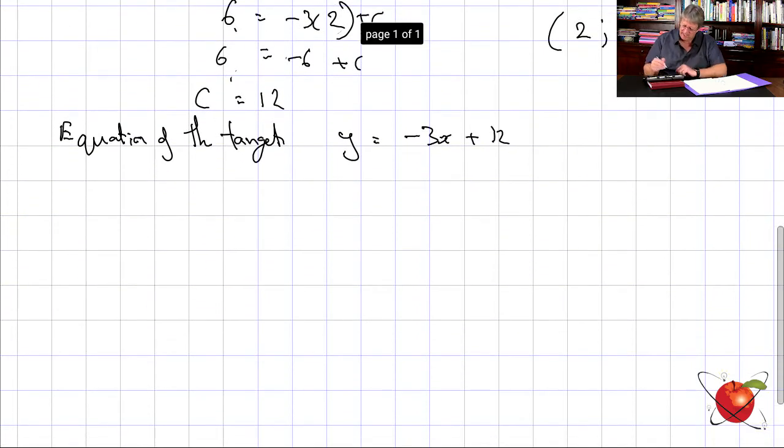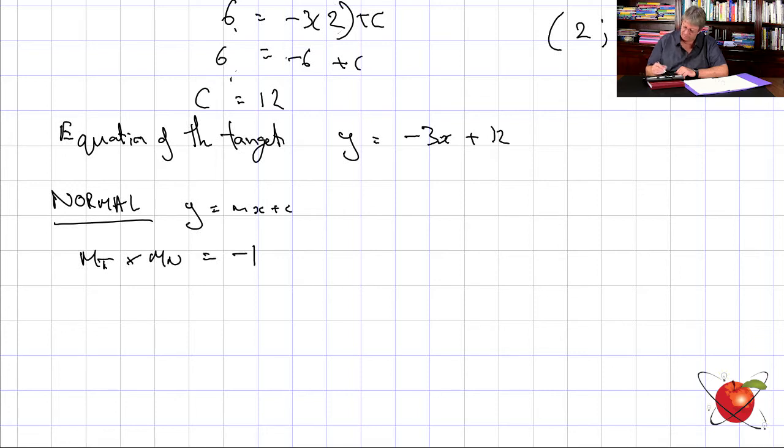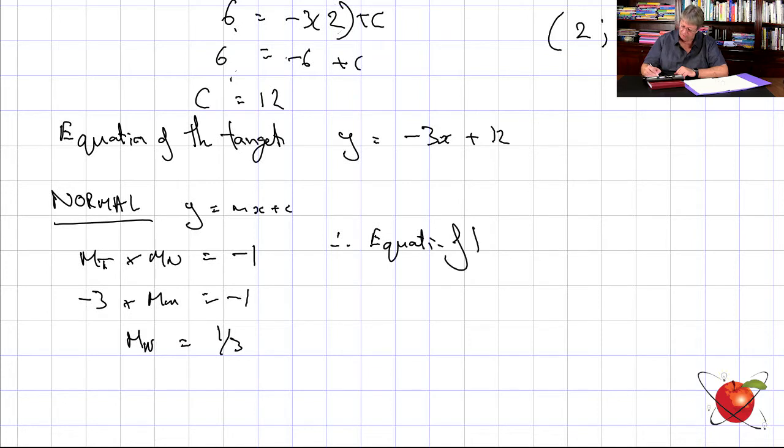And we're going to do the same again. They want the normal. So once again it's a straight line, y equals mx plus c. What do I write? m of the tangent times m of the normal is minus 1. m of the tangent is minus 3, times m of the normal is minus 1. Therefore, m of the normal is going to be minus 1 over minus 3, which is 1/3. And therefore, the equation of the normal is y is equal to 1/3, there we go, that's the m, times x plus c. Then I use the contact point.